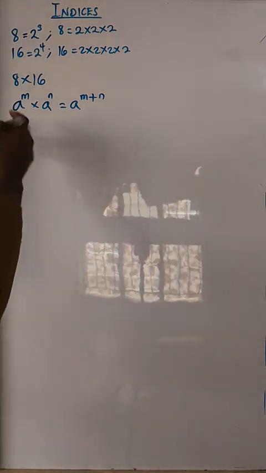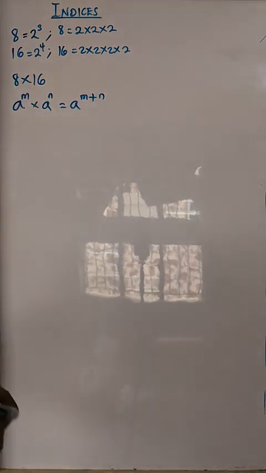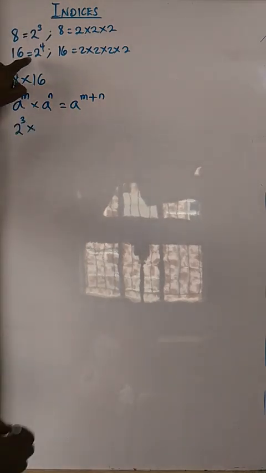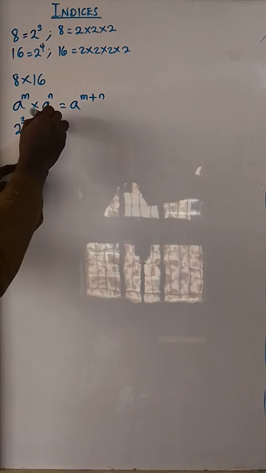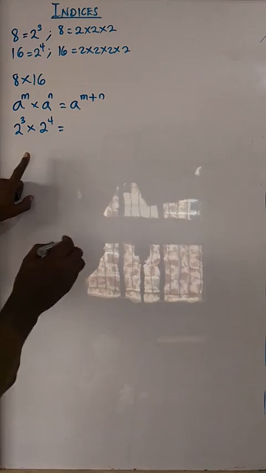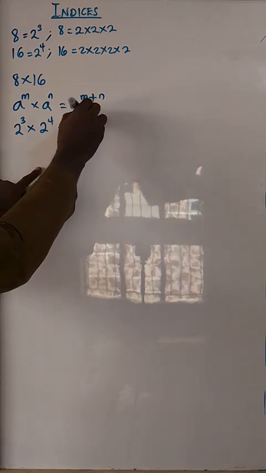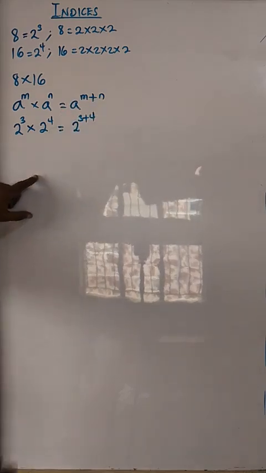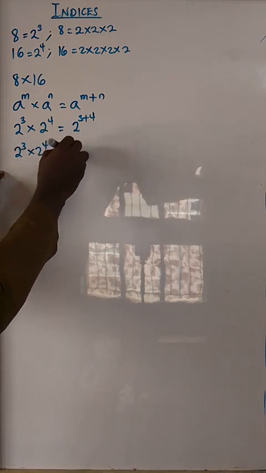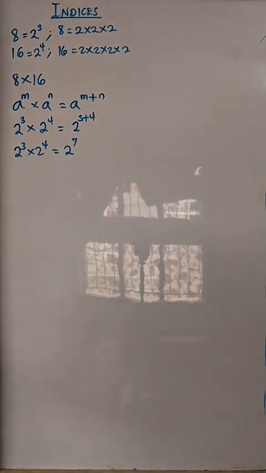So for example, 8 times 16 is what you want to get. Since you know that 8 is 2 raised to power 3, and 16 is 2 raised to power 4, the answer is 2 raised to power 3 plus 4. So in this case, 2 raised to power 3 times 2 raised to power 4 equals 2 raised to power 7. That is the final answer.